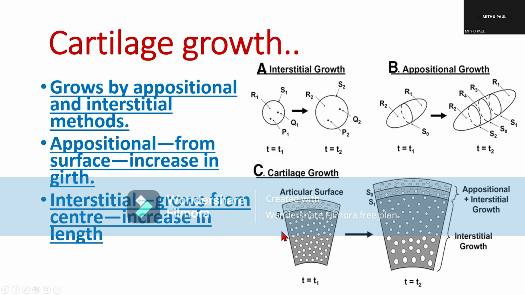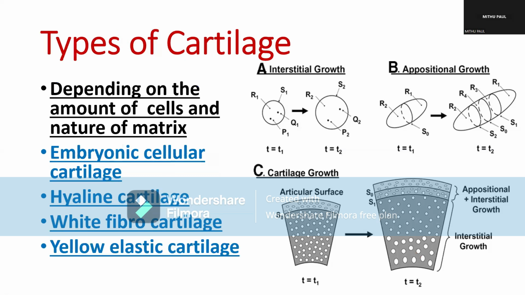And interstitial growth occurs from the center of the mass. So it proliferates both ways, so that the cartilaginous model, or even the bony model, this is true for bones also, increases in length. So via the appositional method, the tissue, either cartilage or bone, increases in girth, and by the interstitial method, it grows from the center and the mass increases in length.